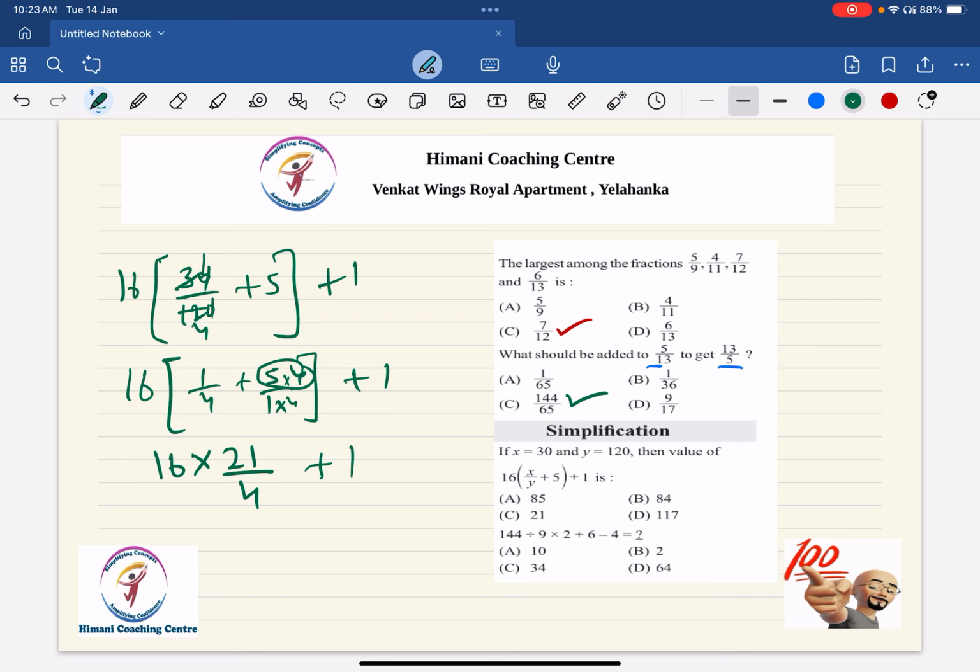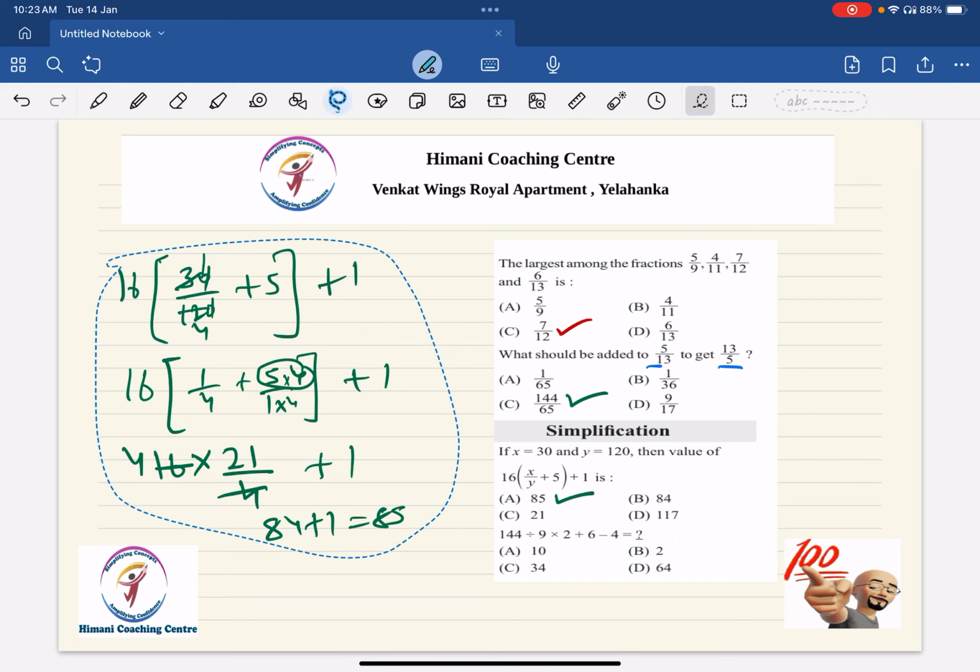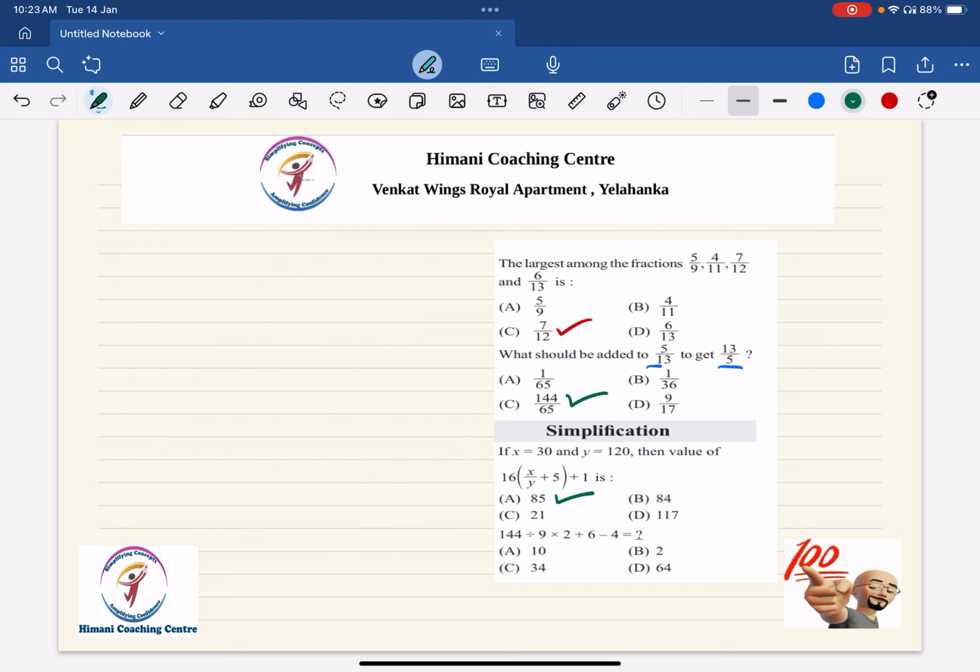So using BODMAS, now we have to do multiplication. So 16 divided by 4 is 4, and 21 times 4 is 84, plus 1 is 85. Wherever that option is, that's our correct option. I hope you are understanding what we are doing and how we are doing. See, students, you should watch this video at least 2, 3 times, and you should pause the video and solve the question yourself so that you gain confidence. It is your confidence which will develop if you solve the questions yourself.